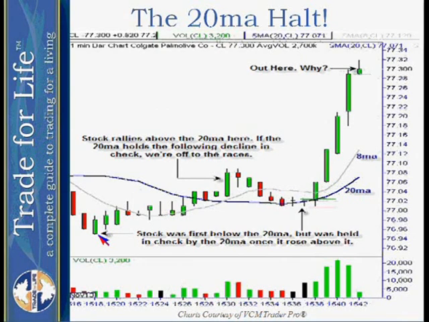You ignore everything but the 20 in these flat scenarios. Once the stock starts rallying and trending, then your 8 and rising 20 concepts come into play. But this is how you capture the first one. How do you capture the first entry before the trend really gets going? It's the first 20-period moving average halt. That's the first one. After that, you go into trending concepts.